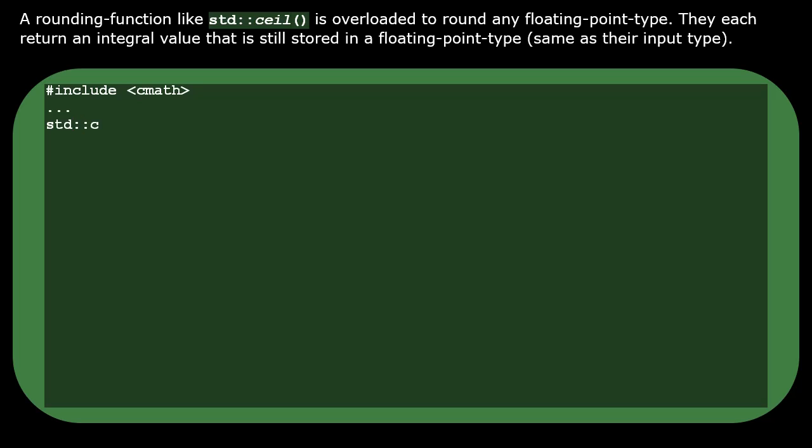A rounding function like ceiling is overloaded to round any floating point type. They each return an integer value that is still stored in a floating point type, the same as their input type.